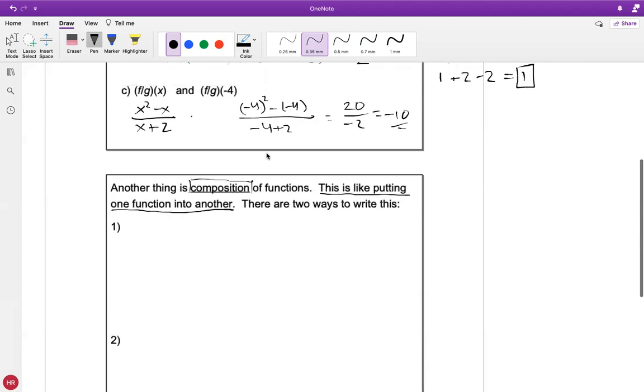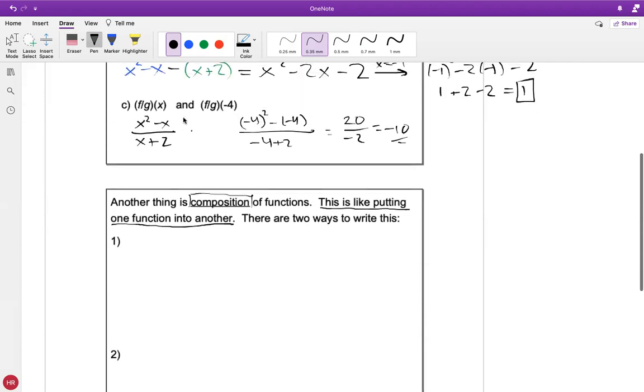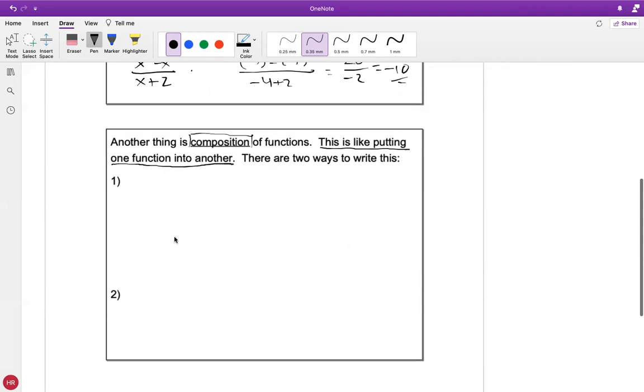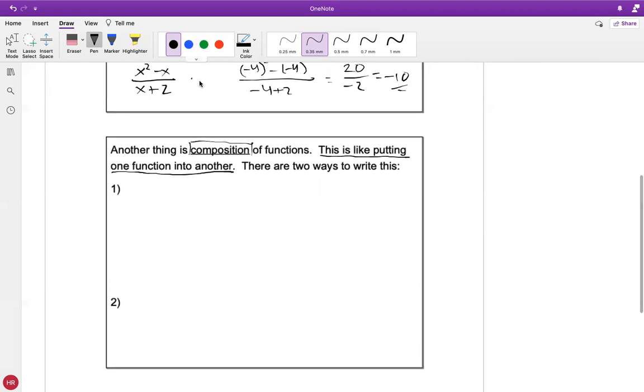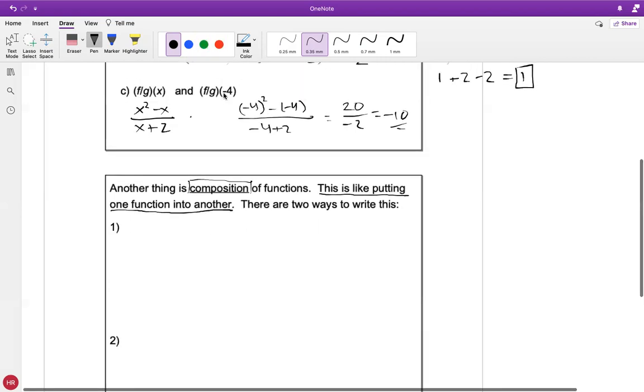We're all very comfortable with it when I say plug a -4 in here, you just put a -4 where the x's are. Composition is the same thing, except now instead of putting -4 or a number in for x, we're going to put a whole other function in for x. We're going to see how to do this in a minute.